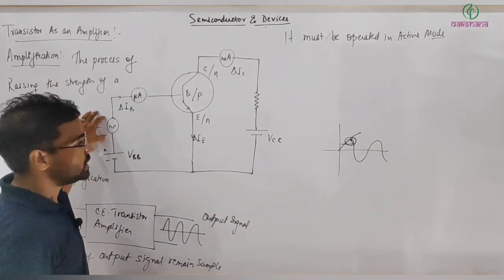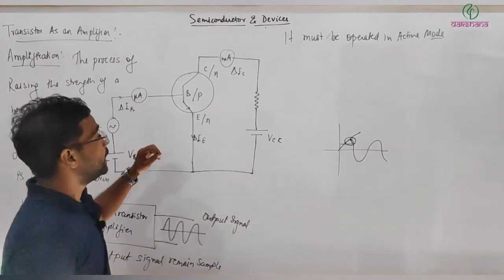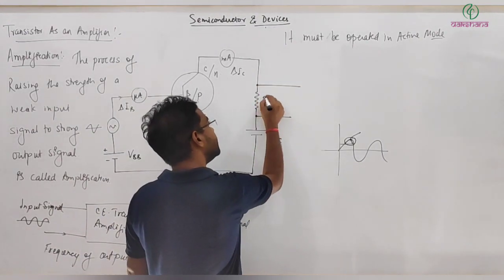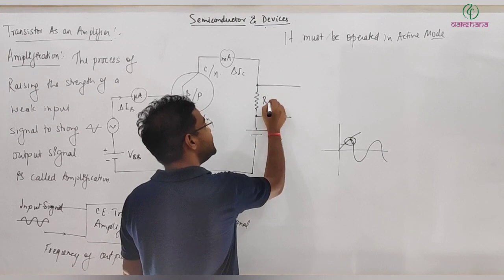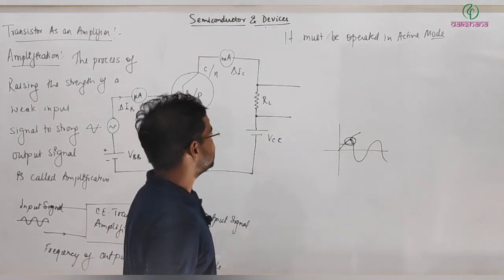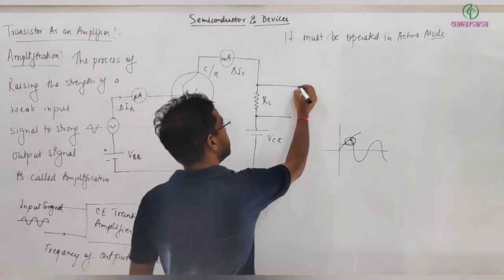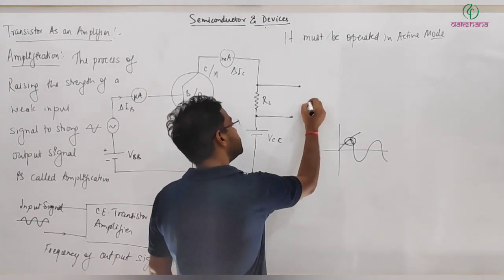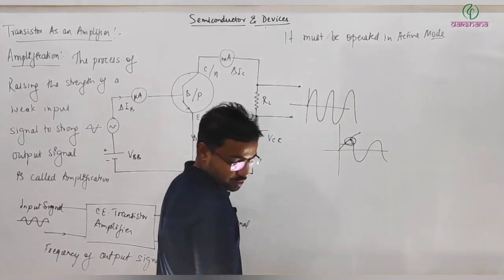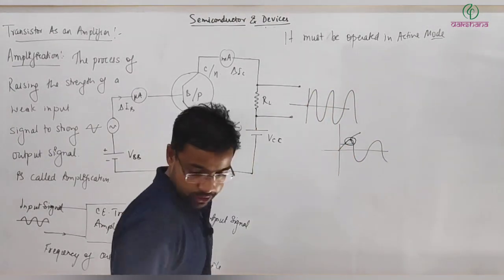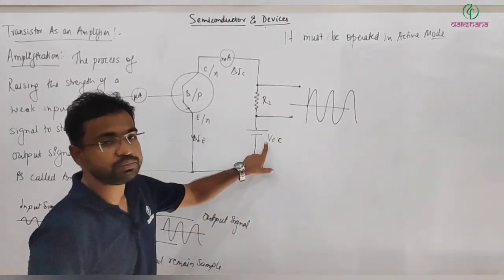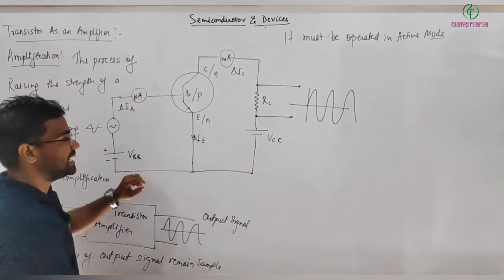Here is the input signal and the current is going here, and the output is taken through this, where we connect one load. The potential difference across this will be taken as output. We call this the load resistance or output resistance. So here we are getting the output signal, and that will have higher strength. I hope you understood why we are using these VCC and VBB batteries.